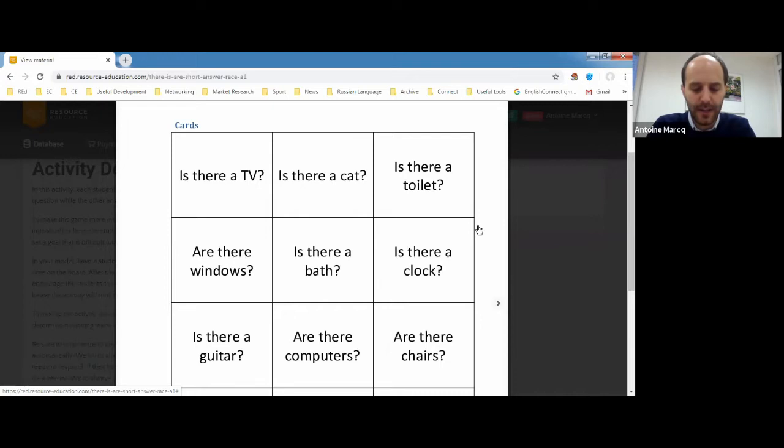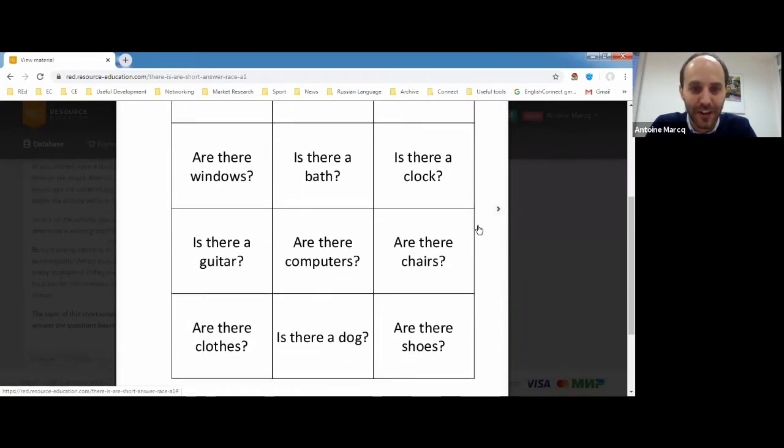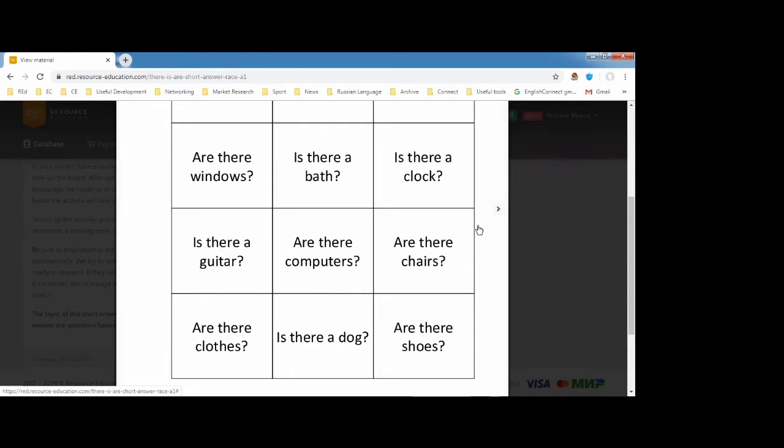Ready, steady, go. Is there a TV? Yes, there is. Is there a cat? No, there isn't. Is there a toilet? Yes, there is. Are there windows? No, there aren't. Is there a bath? Yes, there is. Is there a clock? No, there isn't. Is there a guitar? Yes, there is. Are there computers? No, there aren't. Are there chairs? No, there aren't. Are there clothes? Yes, there are. Is there a dog? Yes, there is. Are there shoes? No, there aren't. 15 seconds.